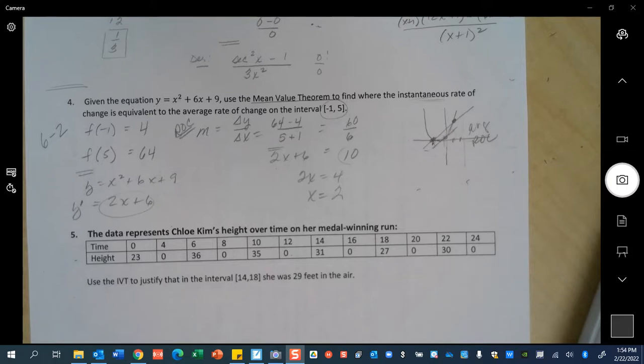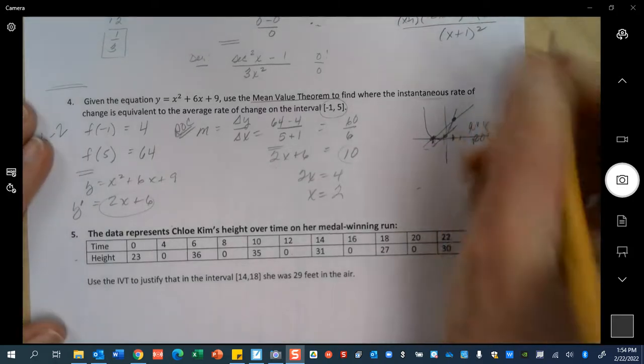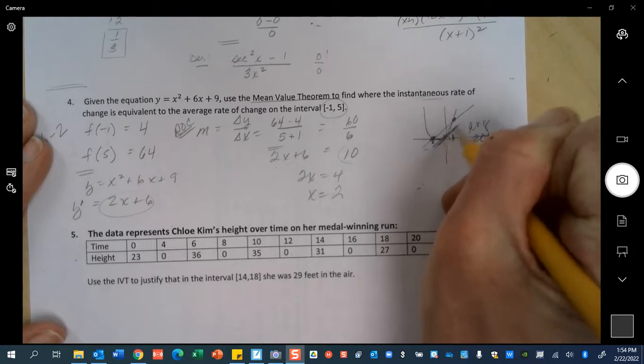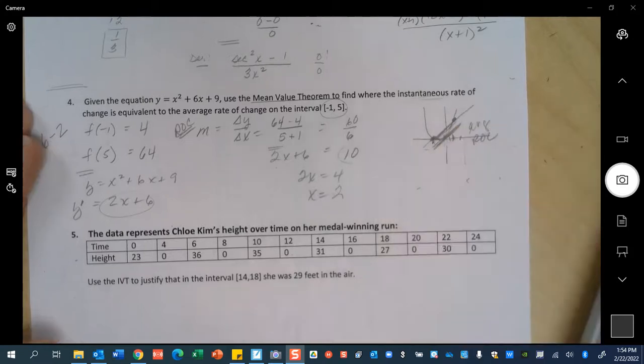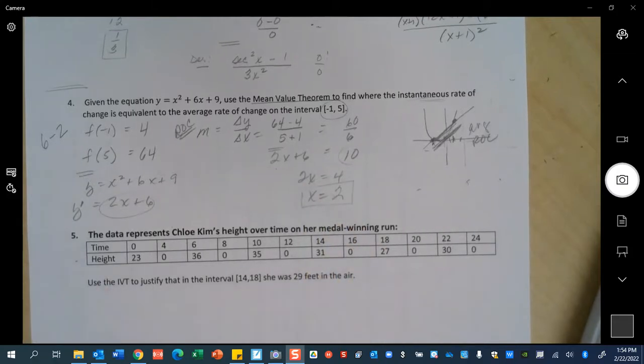All right. So here I went ahead and I found the derivative. I set it equal to my average rate of change. And I'm telling you, at a value of x equal to 2, that rate of change is going to match. So this is the answer here. X is equal to 2.